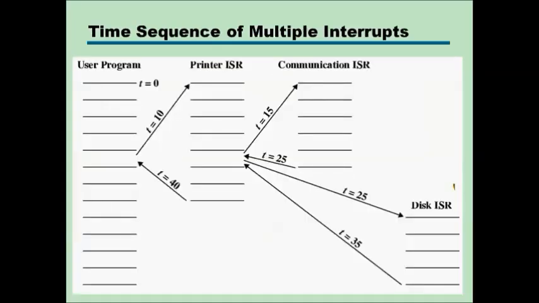So time sequence of multiple interrupts. So you have the user program here. So timer is equal to 0, okay? So at 10, the printer ISR, okay? And then T is equal to 15, communication, okay? So T is equal to 25, so this ISR. So this is just a visualization of the time sequence of multiple interrupts.